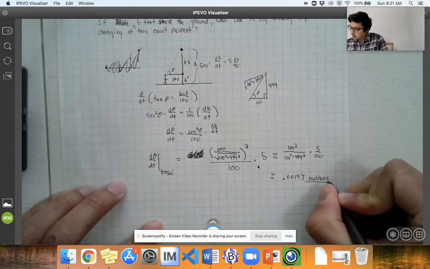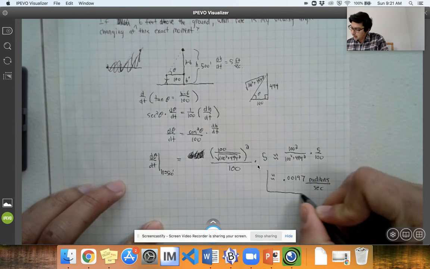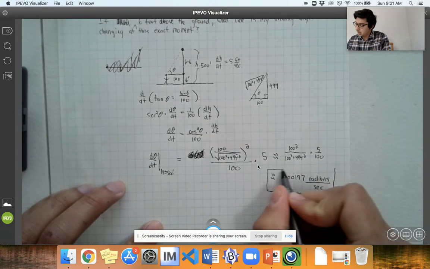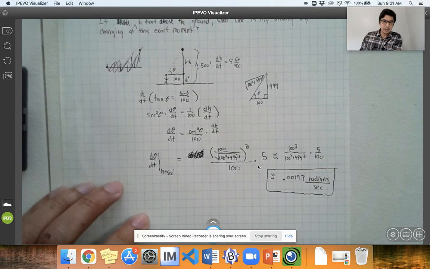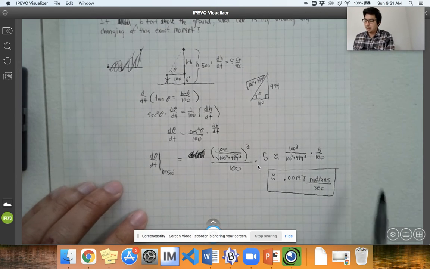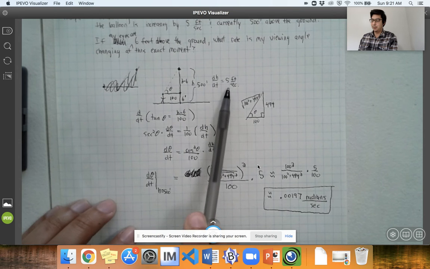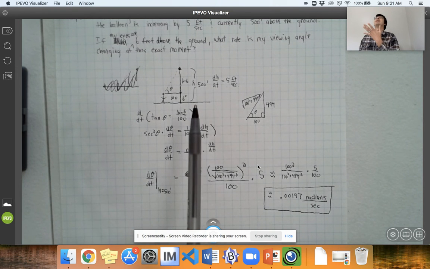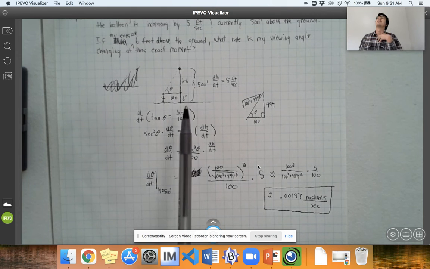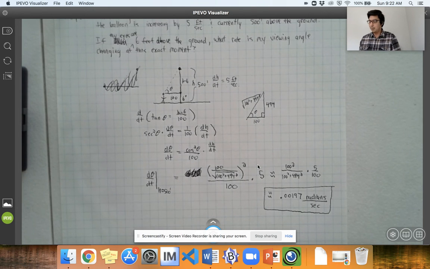Radians per second. And in a way that makes sense. So basically what that's saying is it's hardly changing. And if you think about it, if a balloon is 500 feet off the ground and increasing by 5 feet per second, well, 5 feet relative to 500 isn't that much. So if I'm already looking up 5 feet, I might not even notice it. My angle might just increase by a little bit. So that does make some sense there.